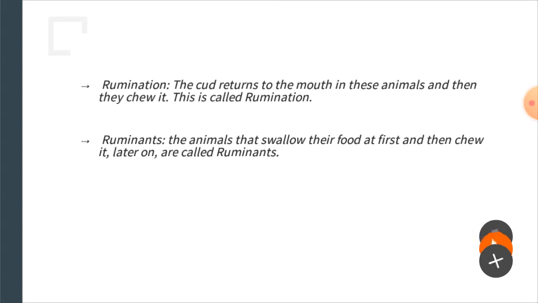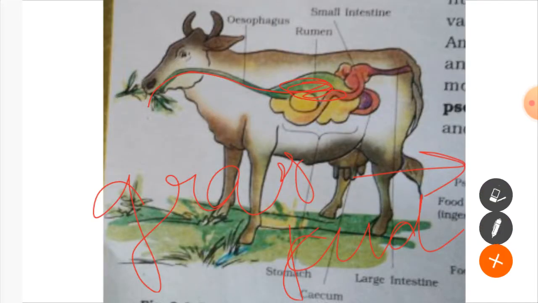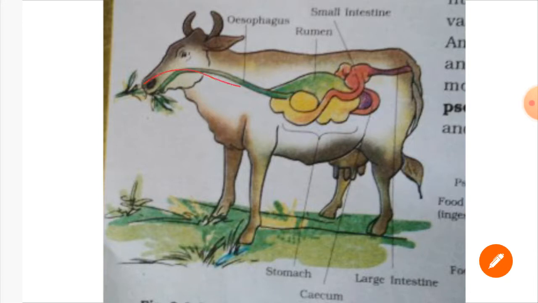So here the partially digested cud is formed, and then the cud goes back to the mouth when the animal isn't doing anything or is at rest. It returns to the mouth in small lumps, a little at a time, okay.